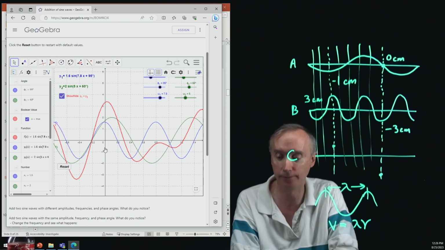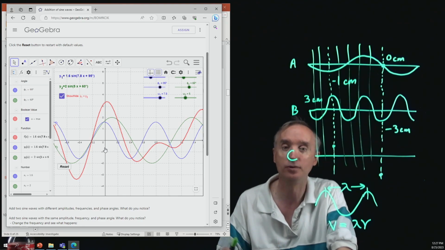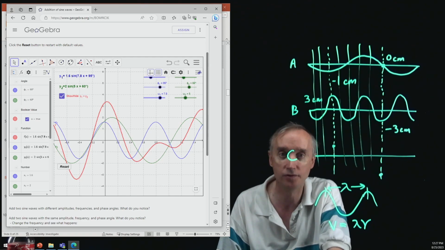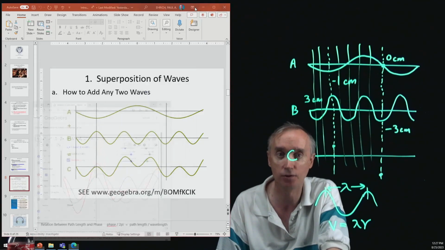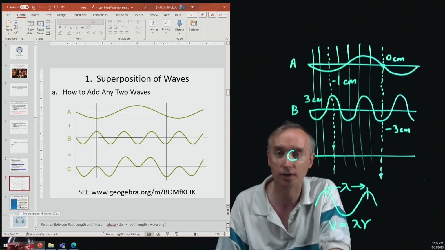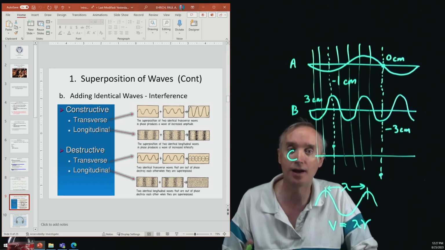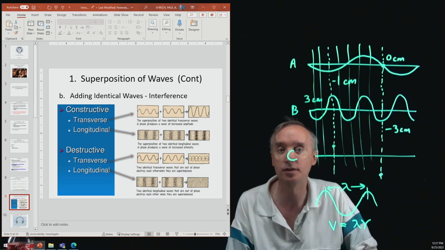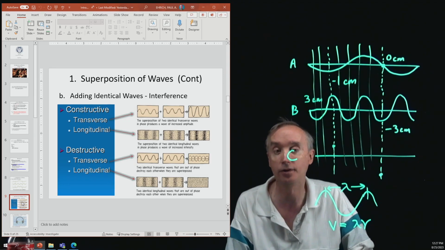Okay, got that? So now you know how to add waves in general. Let's go back to the notes, and now our next goal is to add identical waves together, and we're going to do that in our next segment.